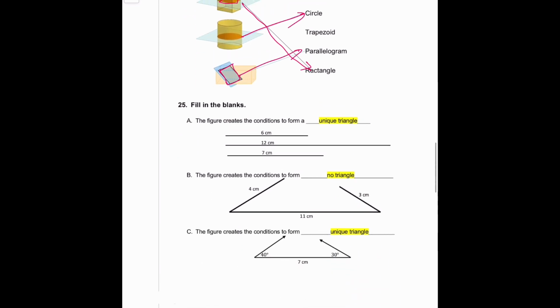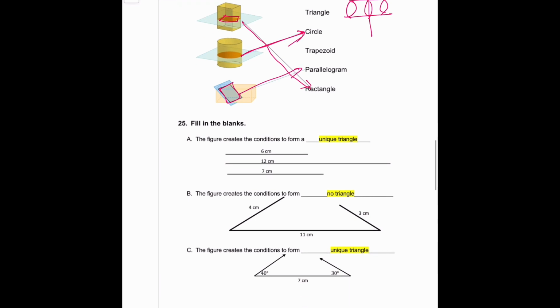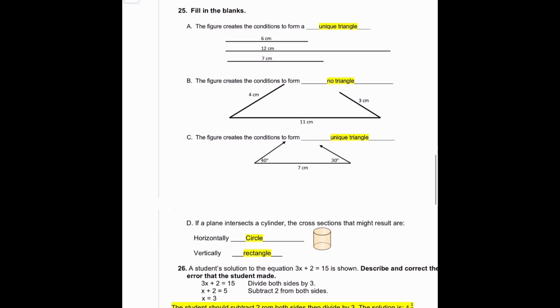As simple as that. Cross section means, if you cut something, for example, if I take a cylinder and cut it here, I will still get a circle here. So that means it's a circle. So that's a cross section. Now 25th question.